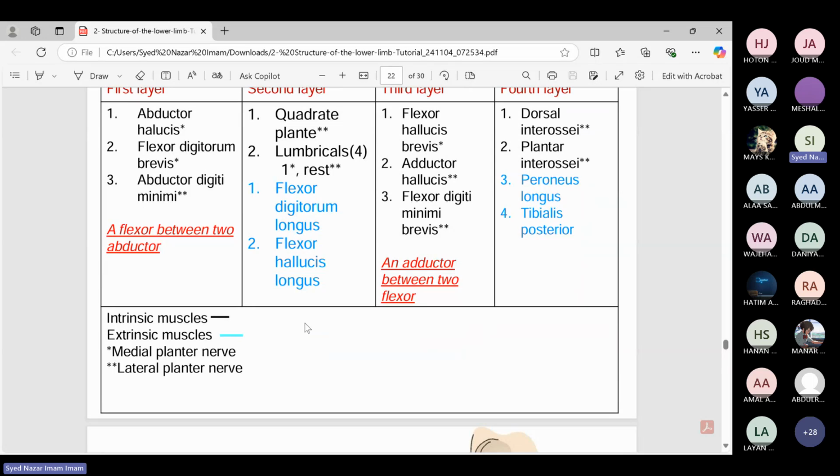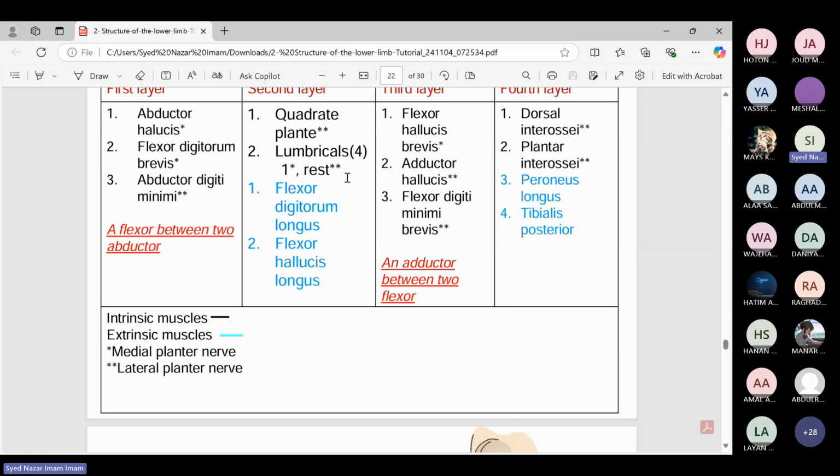Now, what is the nerve supply? In the leg we have the tibial nerve, and once it enters the sole, it divides into two nerves: the medial plantar nerve and the lateral plantar nerve. One star is for the medial plantar nerve and the rest is the lateral plantar nerve. The first lumbrical is on the medial side, supplied by the medial plantar nerve, and the second, third, and fourth lumbricals are supplied by the lateral plantar nerve.